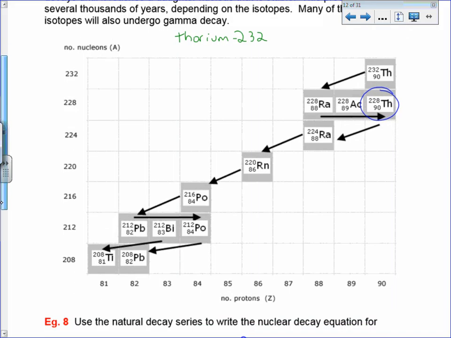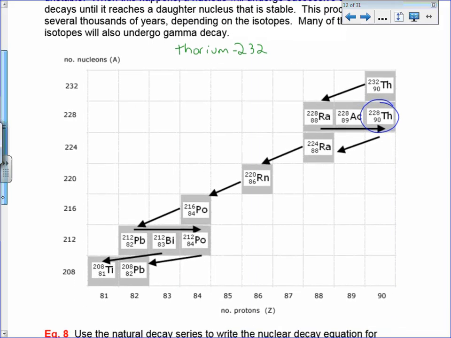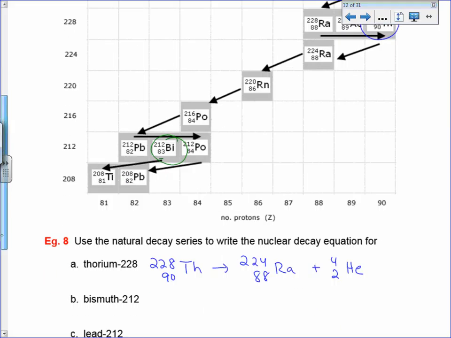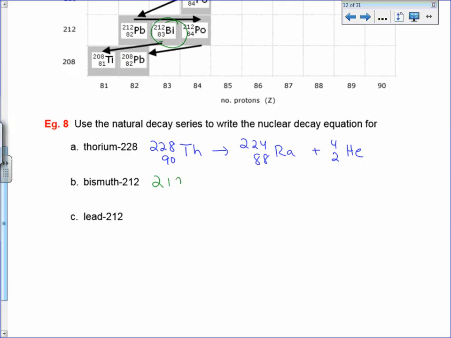The next one we want to do is bismuth-212. We want to find bismuth-212. Bismuth-212 also undergoes alpha decay, it looks like. So 212, 83 Bi, and we end up with 208, 81 Tl. 81 is thallium, Tl. And then that's 4, 2, He.